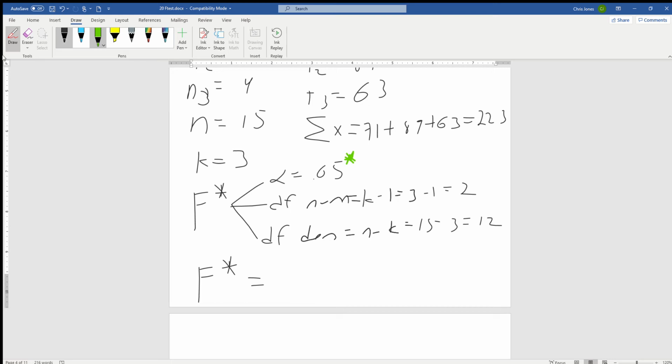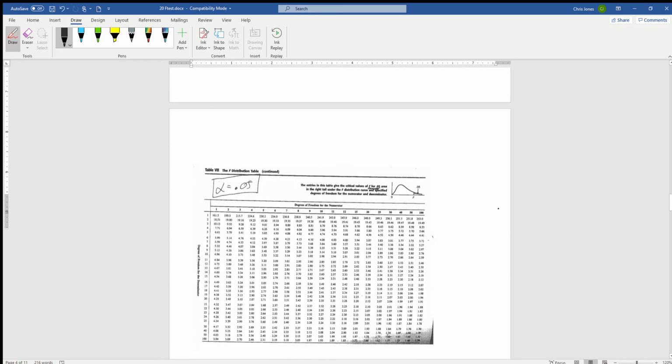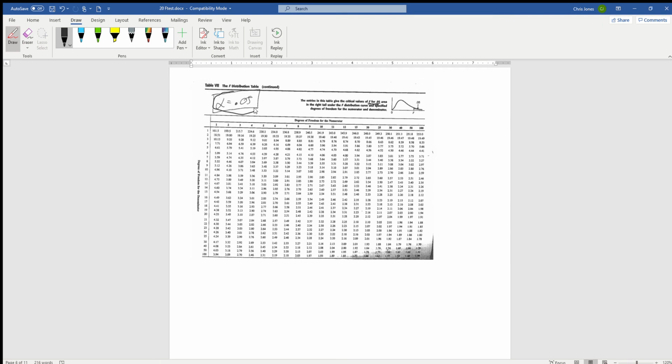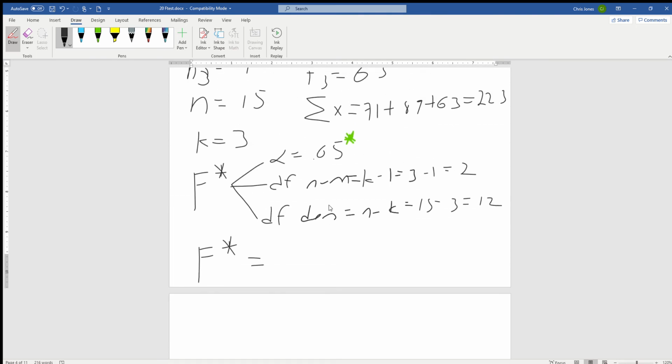So you're going to download the F table, and that's found in Blackboard. You can look under announcements. You're going to go to 5%, then go to 2 degrees of freedom in the numerator and 12 degrees of freedom in the denominator. Ultimately, you should wind up with 3.89. So that should be your critical value for the F distribution.